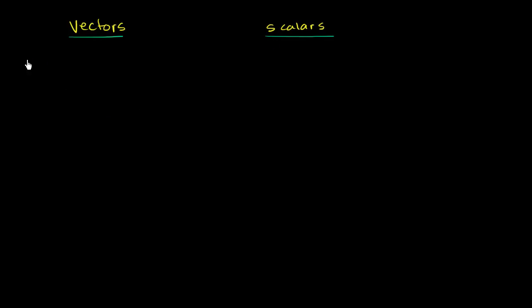A vector is something that has a magnitude, or you could kind of view that as a size, and it has a direction. A scalar only has a magnitude or size. And if that doesn't make sense to you, it will hopefully make sense in a second when I show you an example.